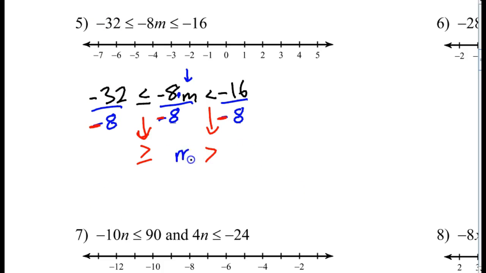We got just m in the middle because the -8's cancel out. -32 and -8 dividing is +4. And -16 and -8 dividing is +2. Same thing as number 3 right above. You see that this is the smaller number. Right? That's smaller than 4.